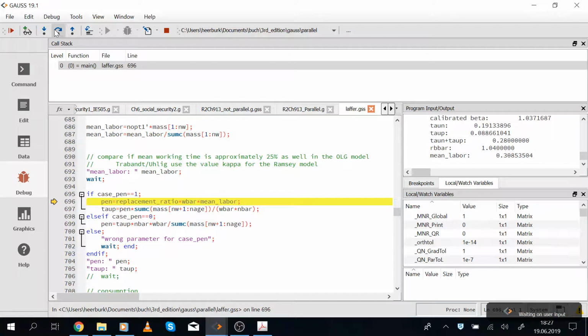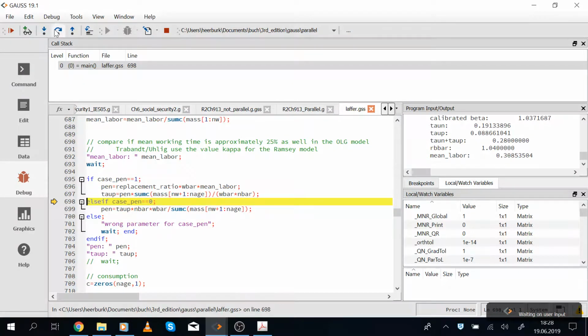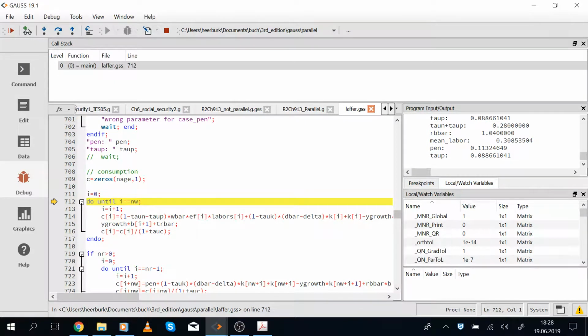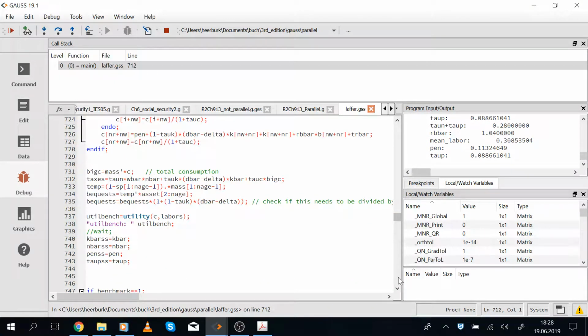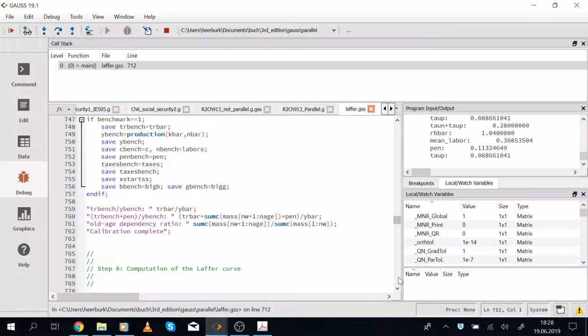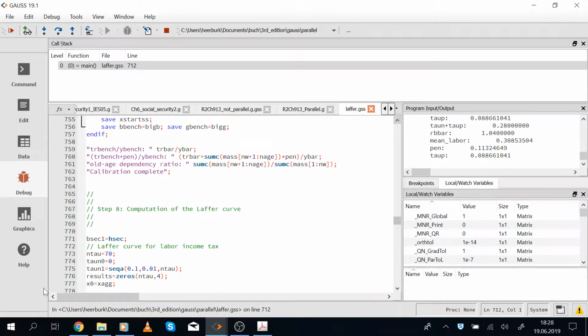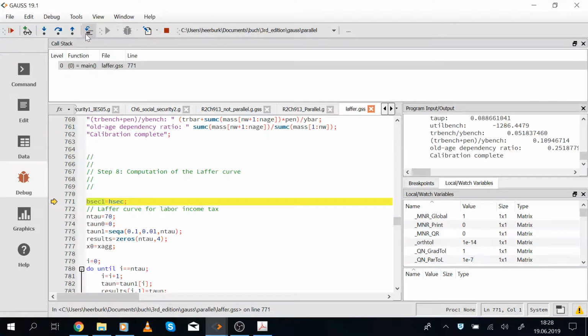And we store our pension for later use and compute consumption, bequest, utility, and so on and so on. So please move your cursor to line 771. Run to cursor.